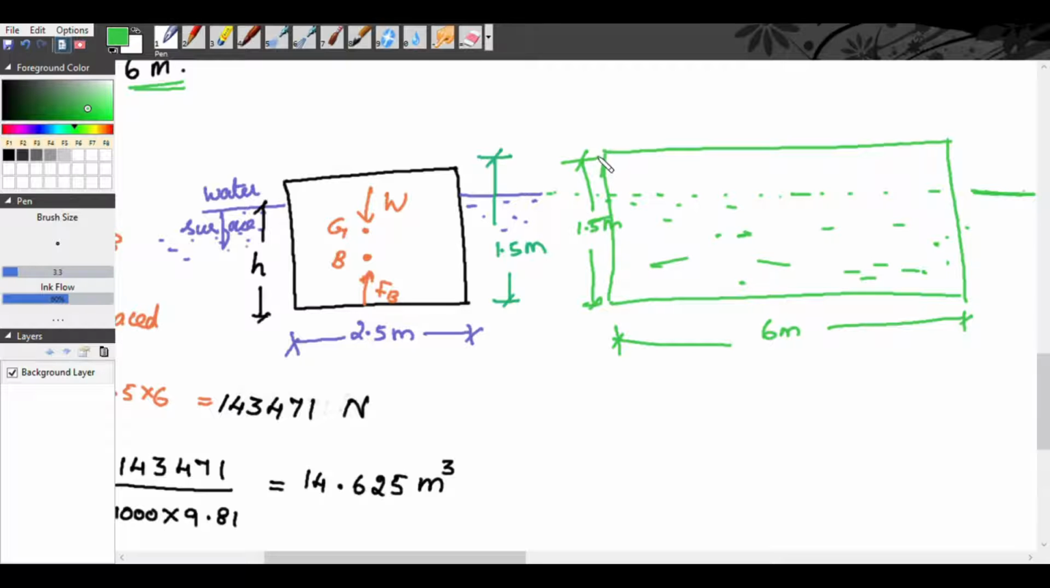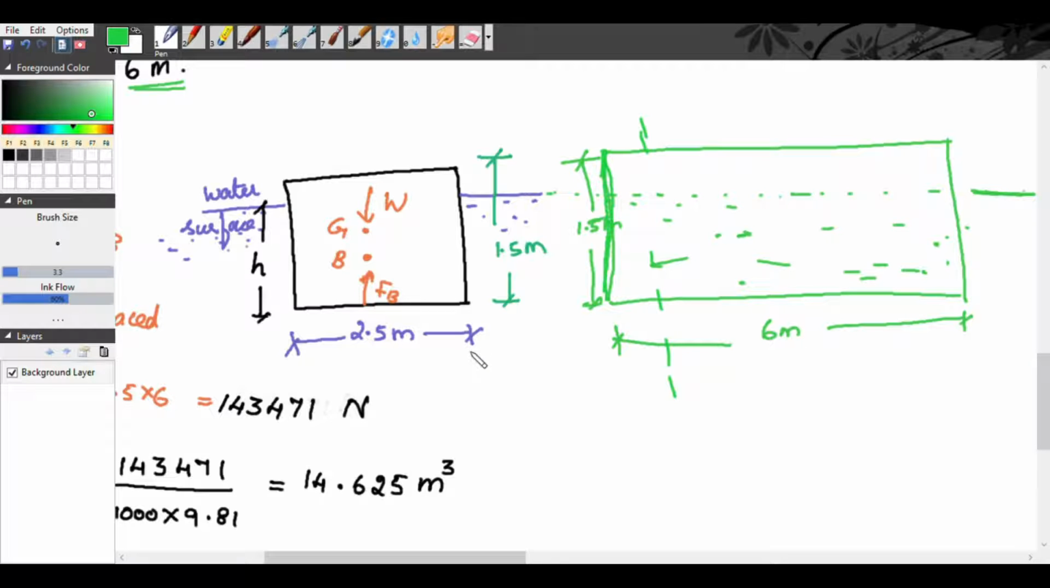So, the area of this cross section, if you take the cross section, you can find the width and depth. Here the width of this block is 2.5 meter and the depth is 1.5 meter. Okay, width 2.5 meter, depth 1.5 meter and the length of the wooden block is 6 meter. So, this is floating in water now.